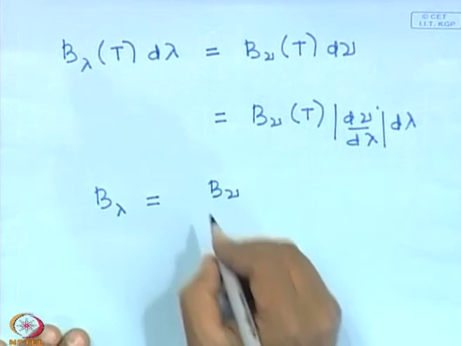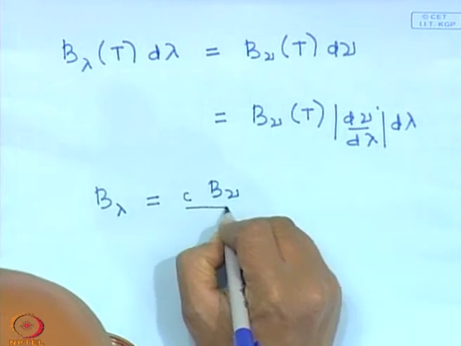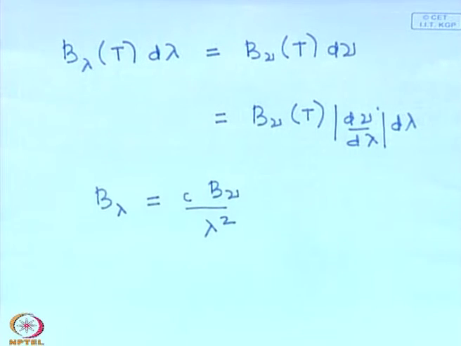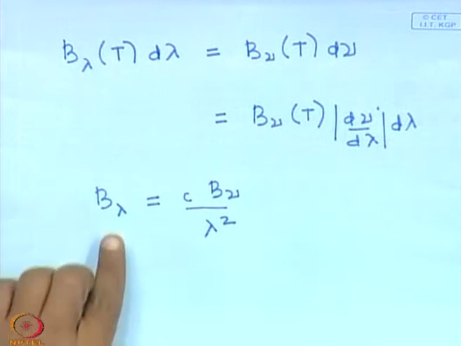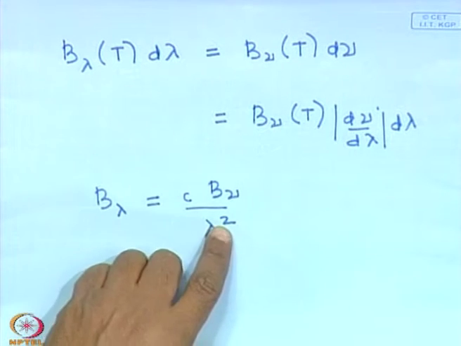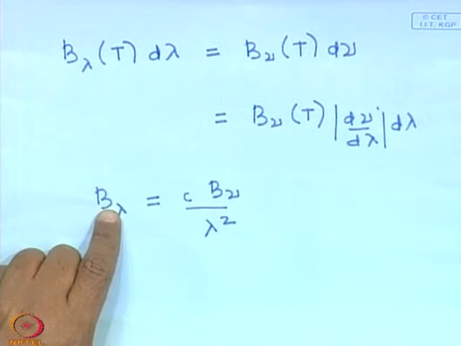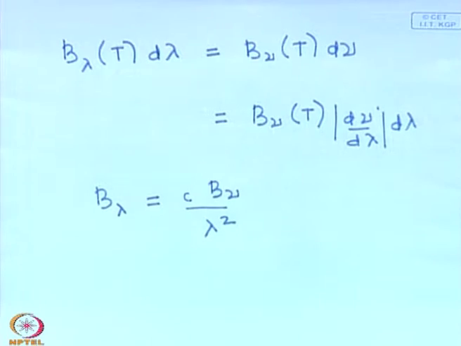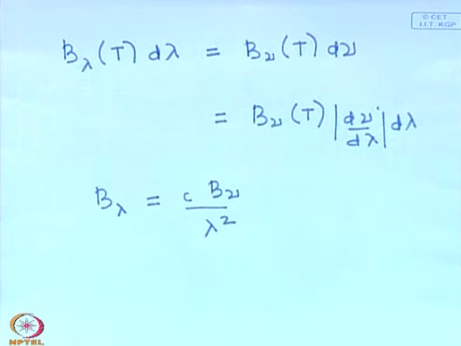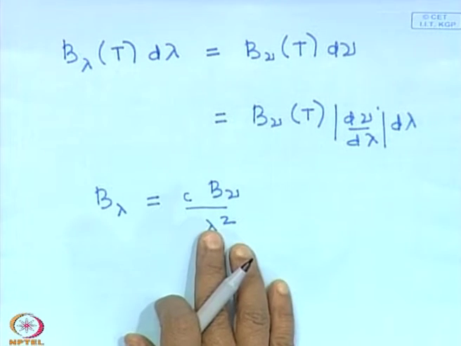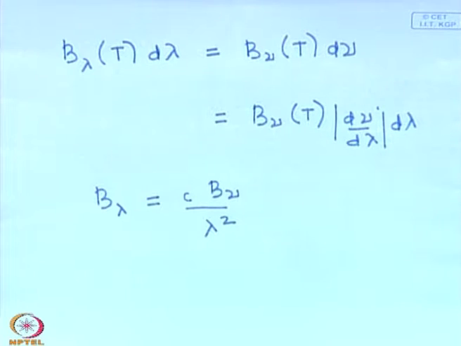So, which essentially tells us that B lambda is equal to B nu times the derivative of nu with respect to lambda, and if you differentiate, you will get c by lambda square. Okay, so these are two different quantities. Not only do you write it as a function of lambda, but it also tells you the energy arriving in a unit wavelength interval, whereas the specific intensity that we have been dealing with tells us the energy per unit frequency interval.